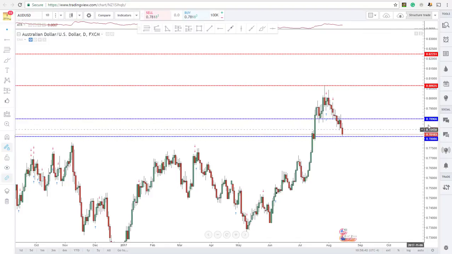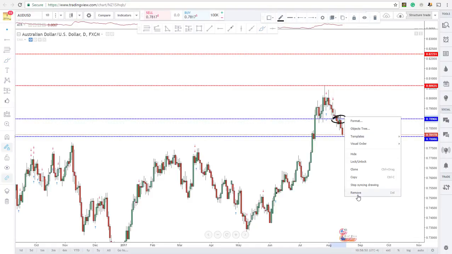And we actually talked about this 0.789 zone right here at our first blue line being a level of possible support, but there was no type of entry reason. And that's something that's very important to remember, guys.